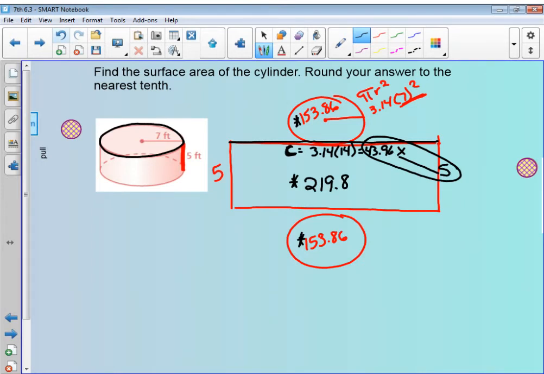And when I add those all together, I get 527.52. The label is feet and it's surface area, so it's squared.